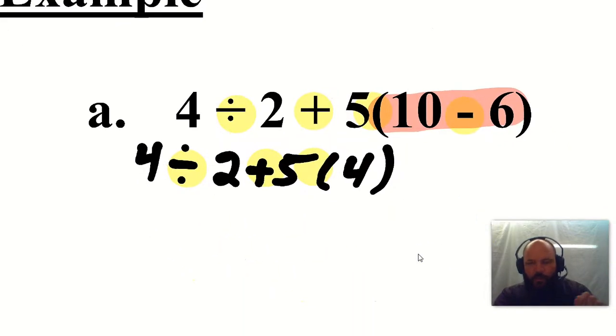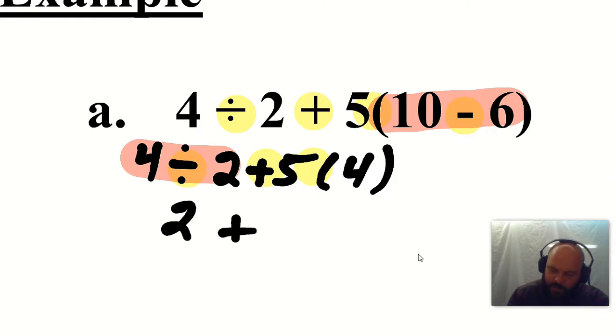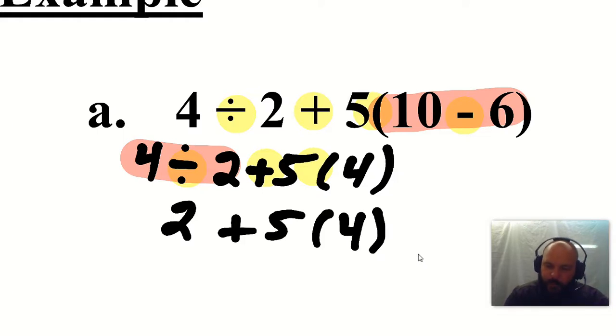So looking through here, we actually have division first. We have 4 divided by 2. So therefore, we need to complete 4 divided by 2 first. So when we do 4 divided by 2, we get 2, and then we leave it as plus 5, and then times 4. Now, it's pretty easy from here on out.